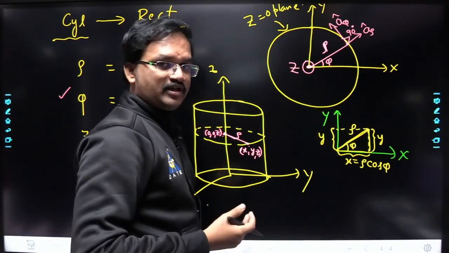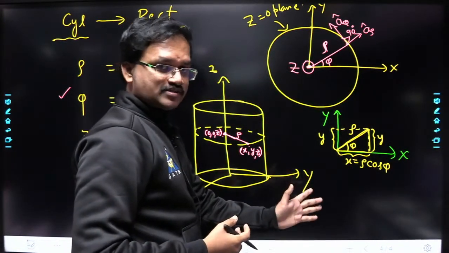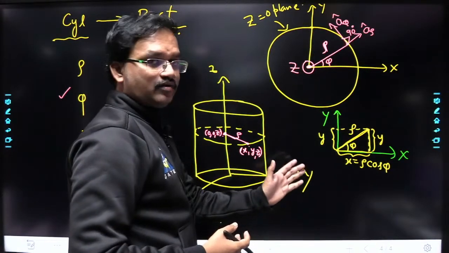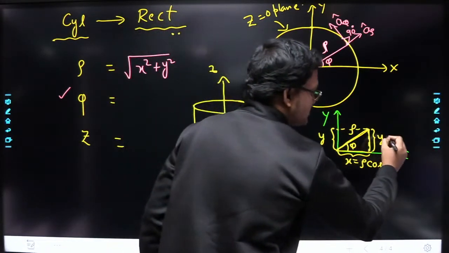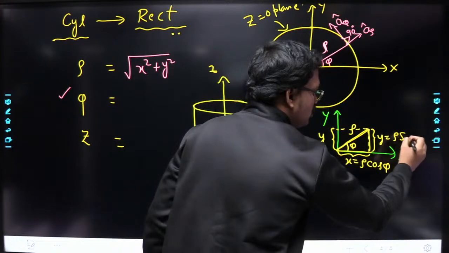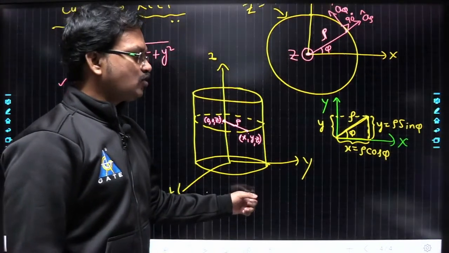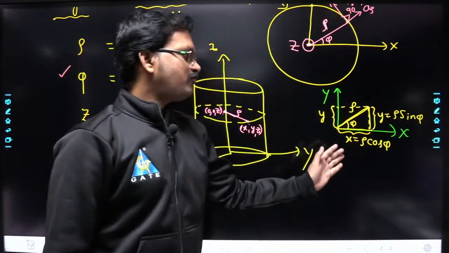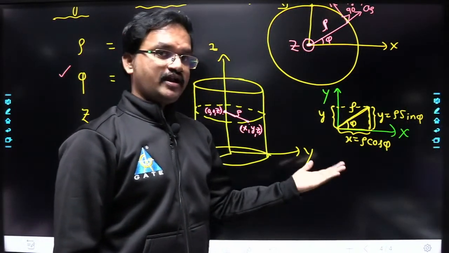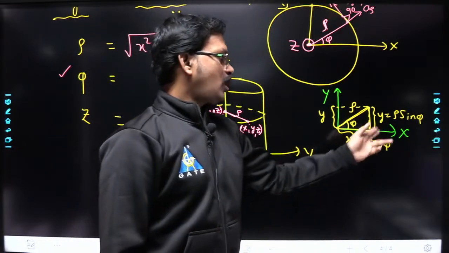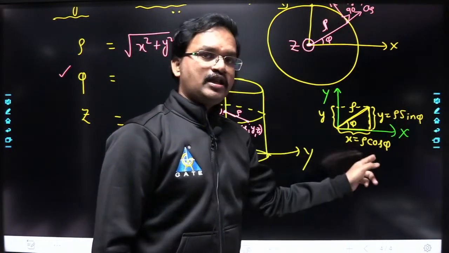We are very much familiar with determining the components. In the first lecture itself I have explained. Next, y is equal to rho sin phi. So we want to express phi in terms of rectangular coordinates. That means you have to eliminate rho here.